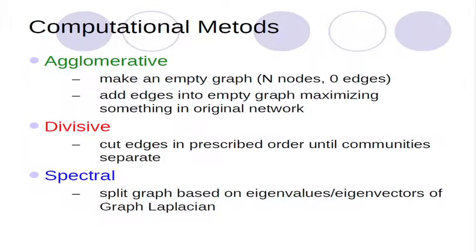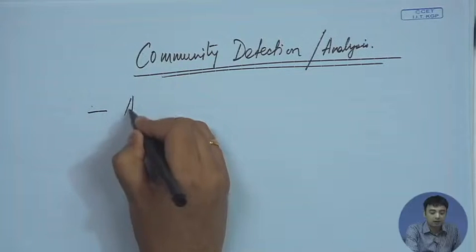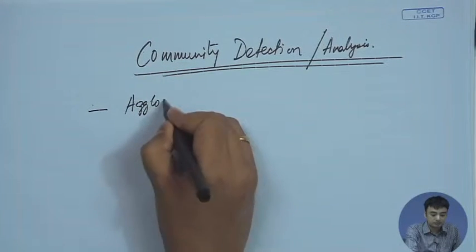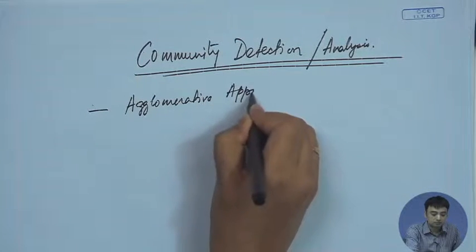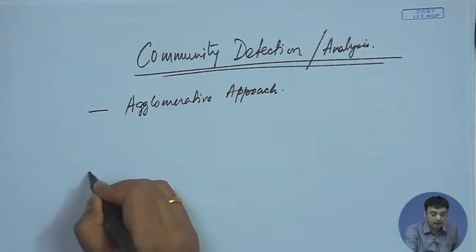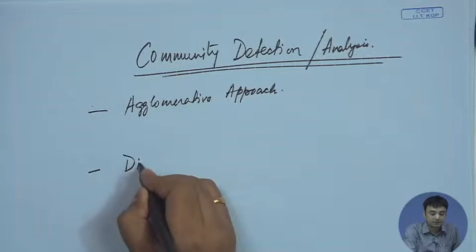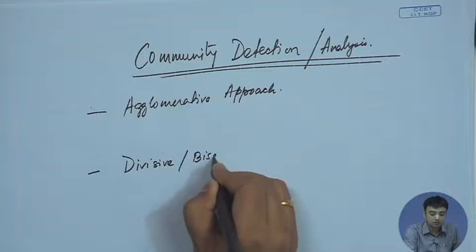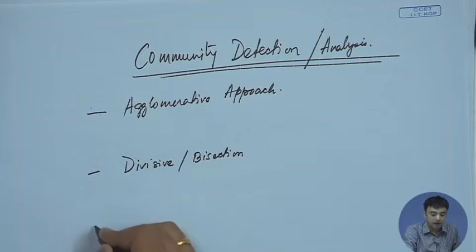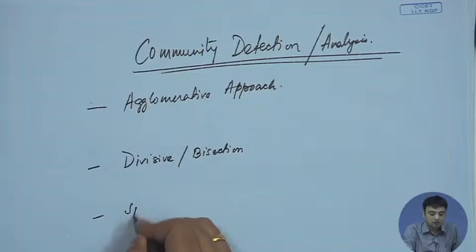The computational methods that people have suggested in the literature can be classified into at least 3 different types. The first one is called the agglomerative approach. The second one is called the divisive or bisection approach, and the third one is called the spectral approach.